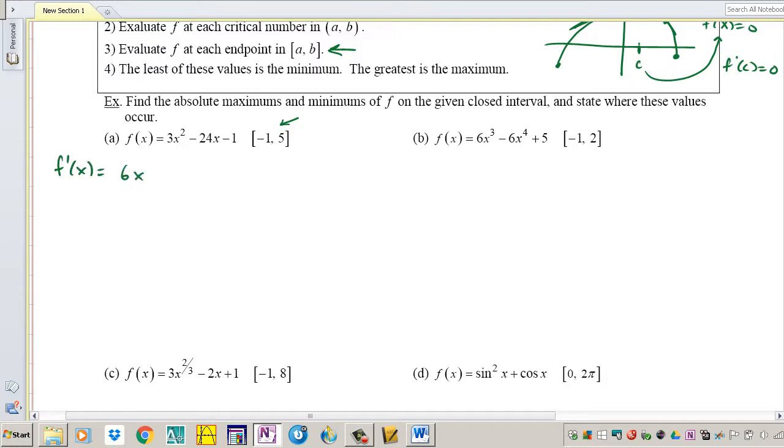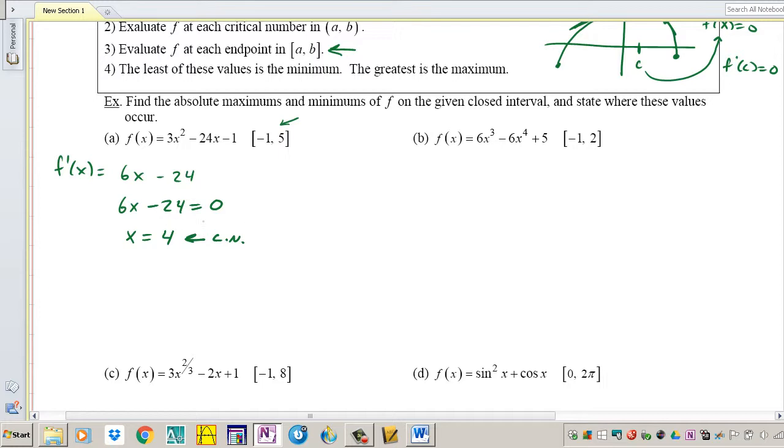The derivative of this is 6x minus 24. And then to find my critical numbers, I have to set my derivative equal to 0. So 6x minus 24 equals 0. And then I solve for x. So what x could make this 0? Well, my x has to be 4. So that means that 4 is my critical number. So 4 could be either a maximum or a minimum, and we have to test it.